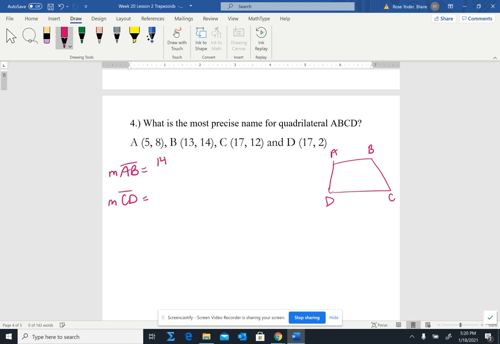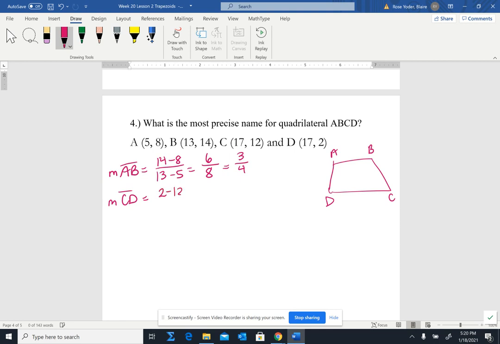So remember, y2 minus y1 over x2 minus x1. 6/8. All right, sometimes it helps to simplify that, and sometimes it helps to see it unsimplified. I think I'm going to do both. So 6/8, those are both even, so you can divide them both by 2. You get 3/4. Let's check out if CD has the same slope.